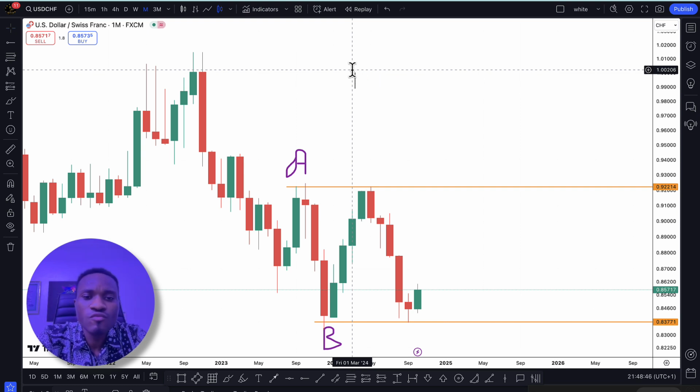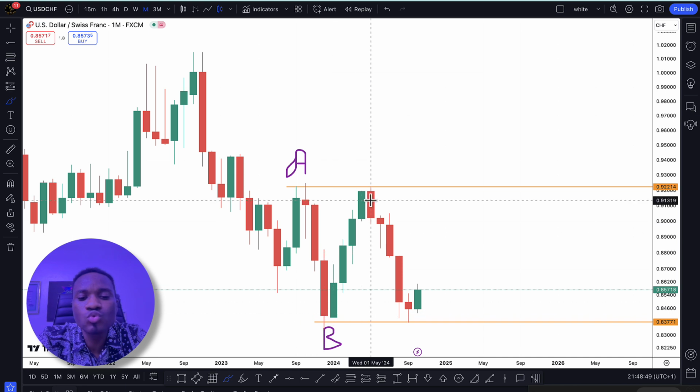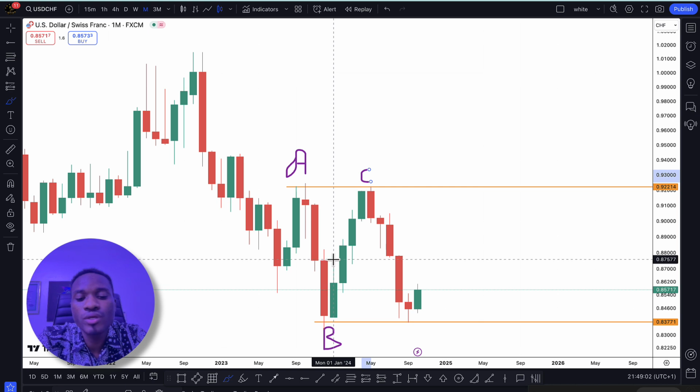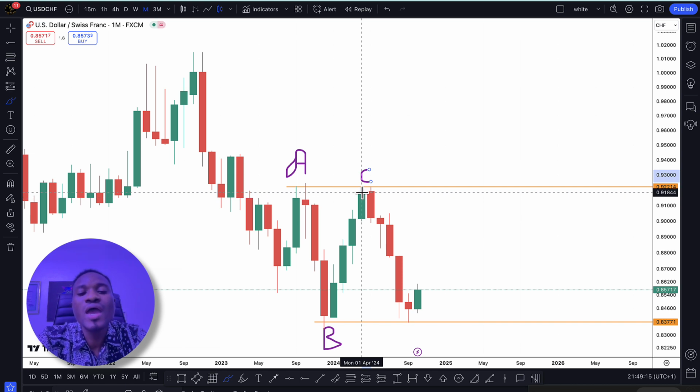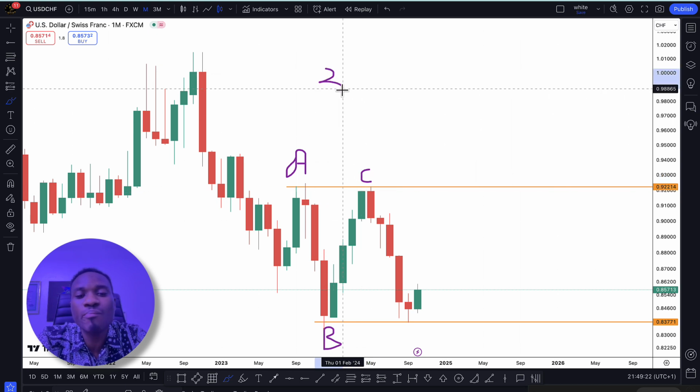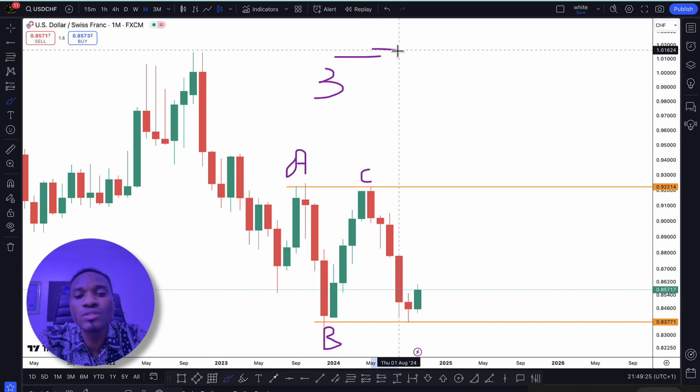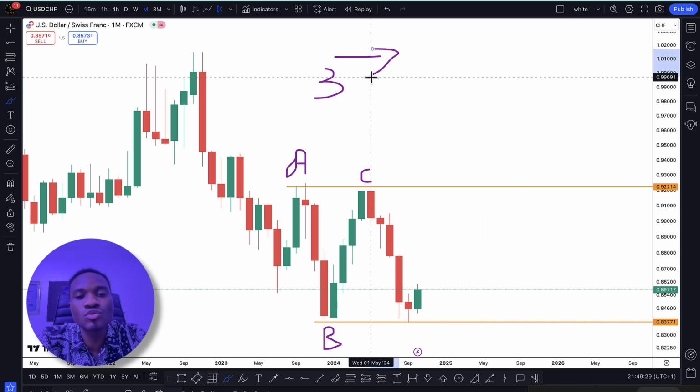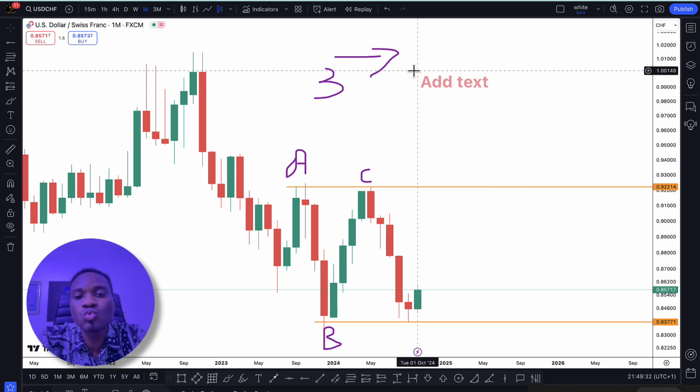Now, from point B, we rallied all the way to point C. This point C tagged the 1st of May 2024. So December and January, 4 months; February, 5 months; March, 6 months; and April, the 7th month. Yes, we got to this peak within 7 months. So any trend duration which elapses more than 3 months, which is above 3 months, is an intermediate trend.